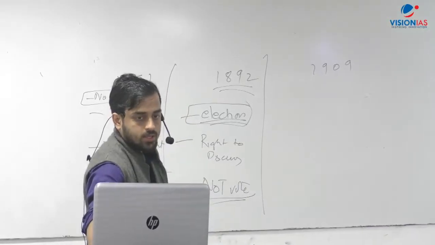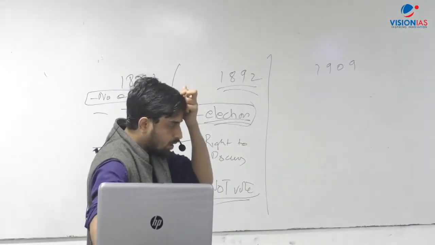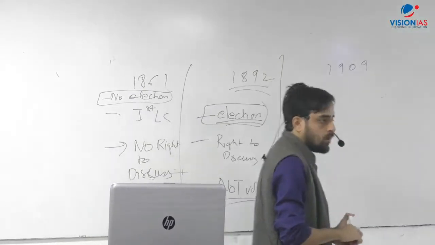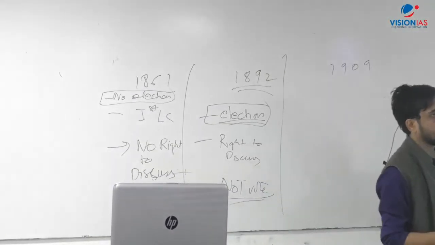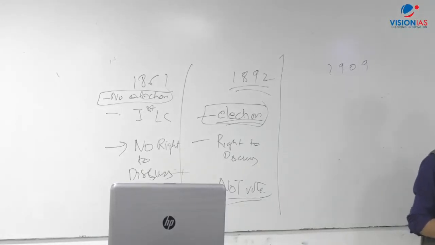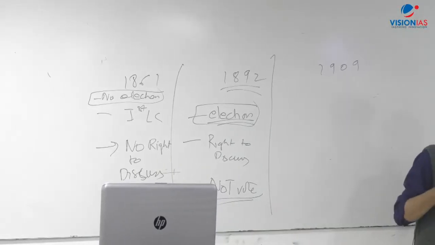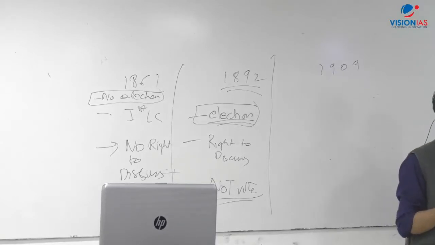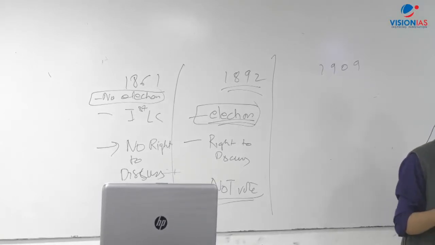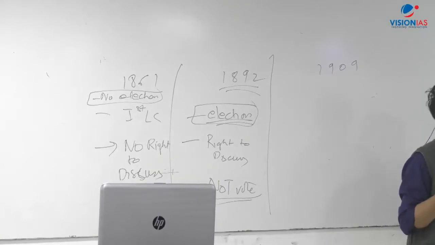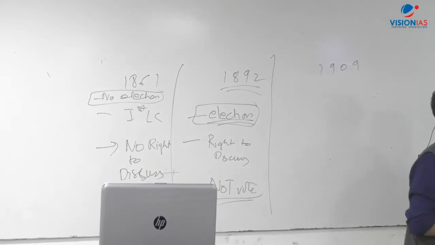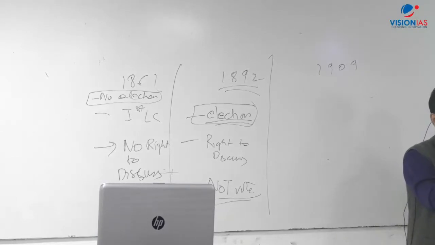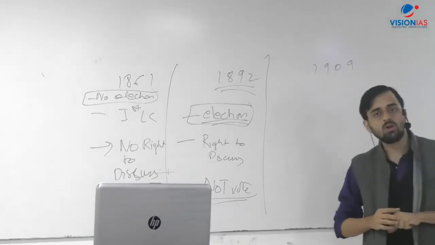So in contrast to this, the Morley-Minto reforms were, in a way, a direct response partly to the demands of the moderates and partly to the demands of the Muslim League. Because the Muslim League wanted to preserve their erstwhile privileges, what the Muslim League wanted, with the Shimla deputation, was an assured political representation for Muslims. And so the Muslim League demanded separate electorates for Muslims.